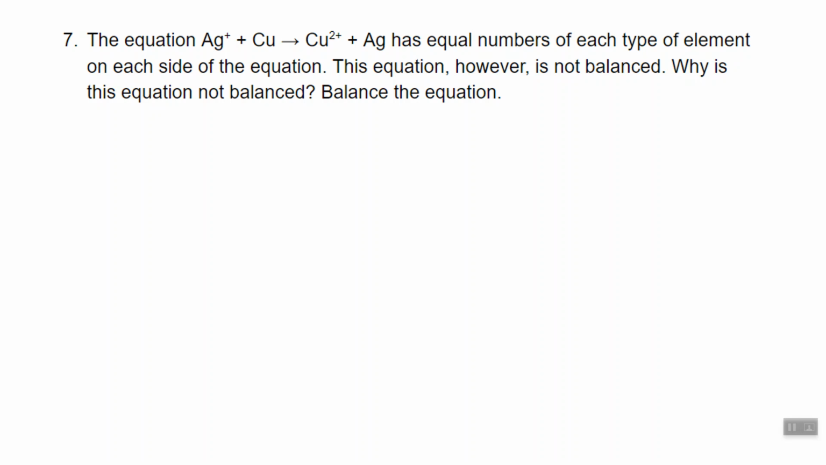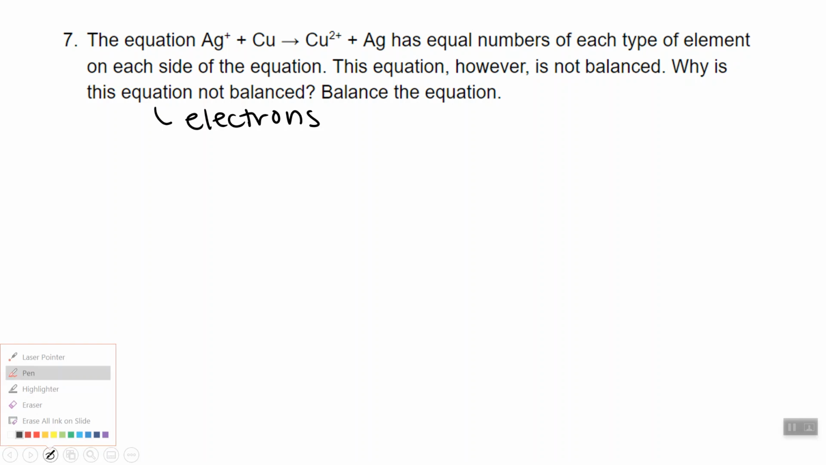Okay, question 7. This equation appears to be balanced, but it's not. It's not balanced with respect to electrons. And a big hint to that is that you've got silver, which is +1, and copper, which is +2. So we're going to go ahead and split this into our half reactions and balance it just like we've been doing. So starting with my silver.